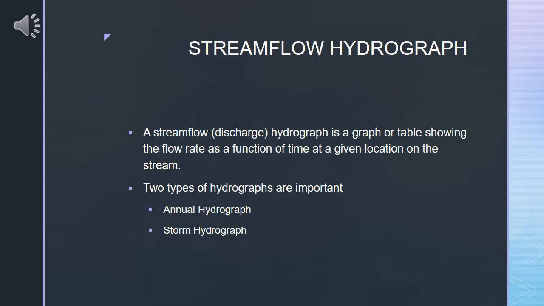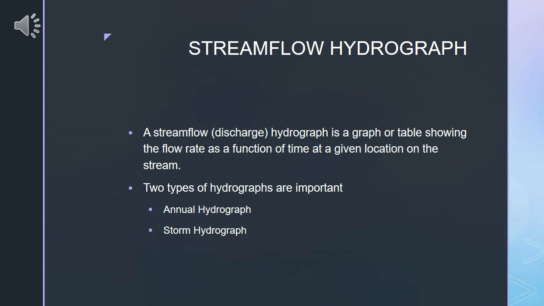The other sub-chapter in surface water is the stream flow hydrograph. A stream flow or discharge hydrograph is a graph or table showing the flow rate as a function of time at a given location on the stream. There are two types of hydrographs that are important.